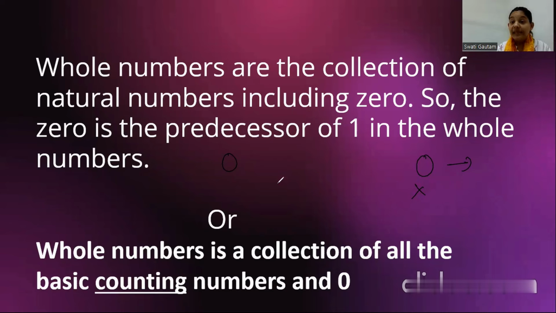So we have many commonalities between whole numbers and natural numbers. We can discuss in another video the differences and commonalities between whole numbers and natural numbers. Whole numbers are the positive numbers starting from 1 to infinity. And this is a very important line: it's a collection of all basic counting numbers and 0. Basic counting numbers from 1 to infinity, and 0 we are also including in that, right? Now moving towards the next part.